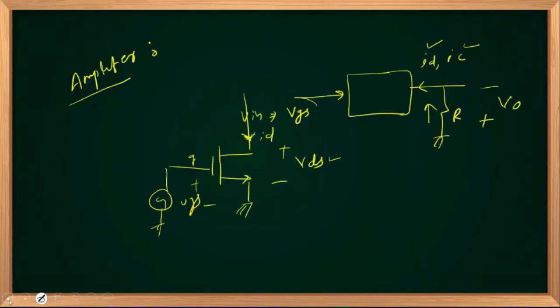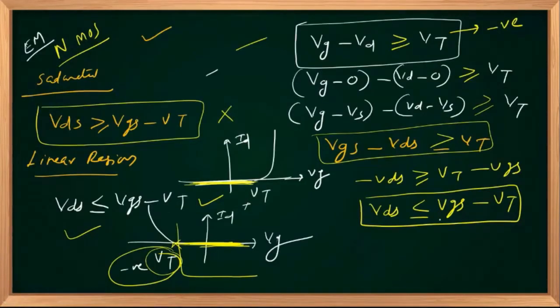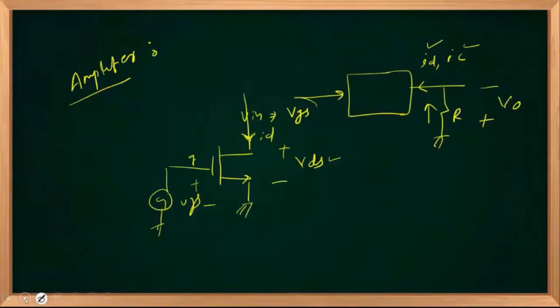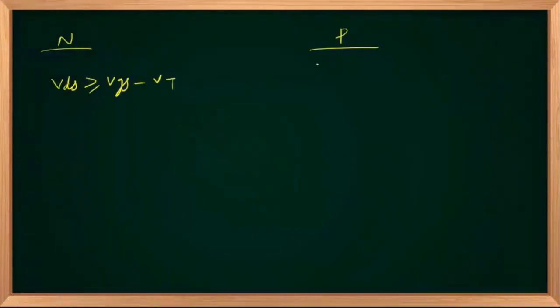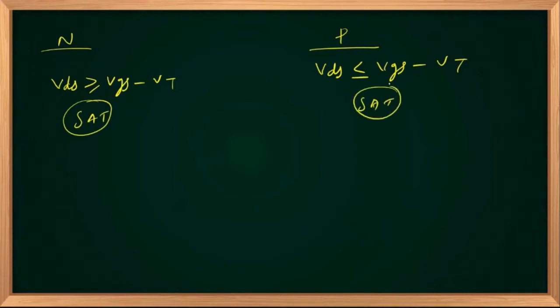For an N-channel device, my condition was VDS greater than or equal to VGS minus VT. For my P-channel device, now I got a different condition: VDS less than or equal to VGS minus VT for saturation. For saturation, you have to remember that only. The other way it is in linear mode.